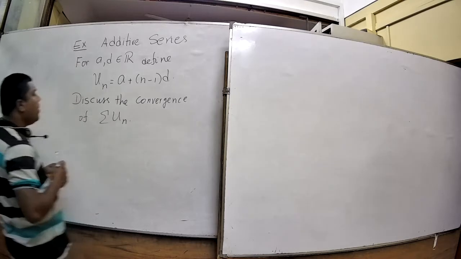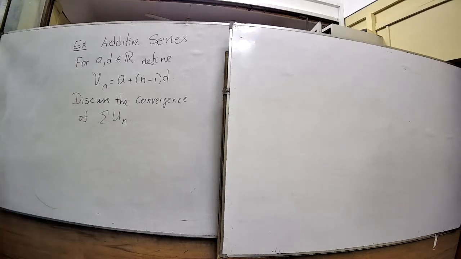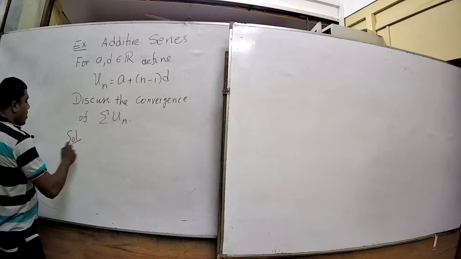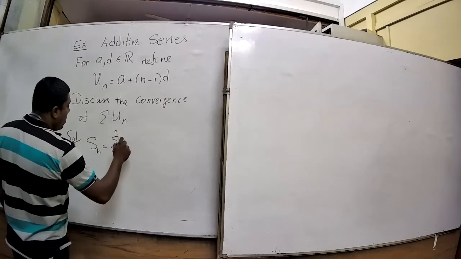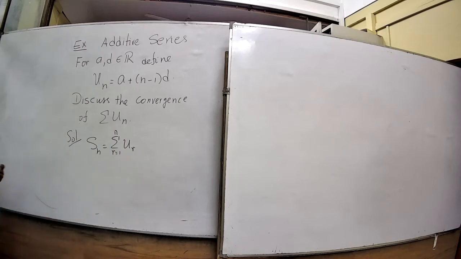If un is the term given like this, let us discuss the convergence of the series un. So you see that, whatever it is, once you want to discuss the convergence of the series, you have to start with the partial sum. So solution: you know that the partial sum is the sum of ur, r running from 1 to n, right? That is the partial sum.